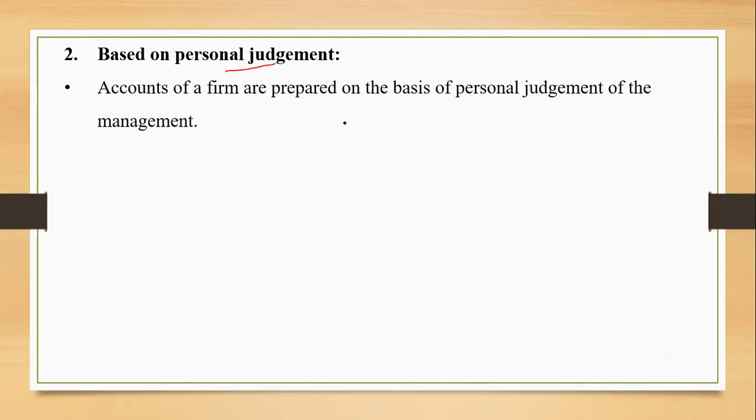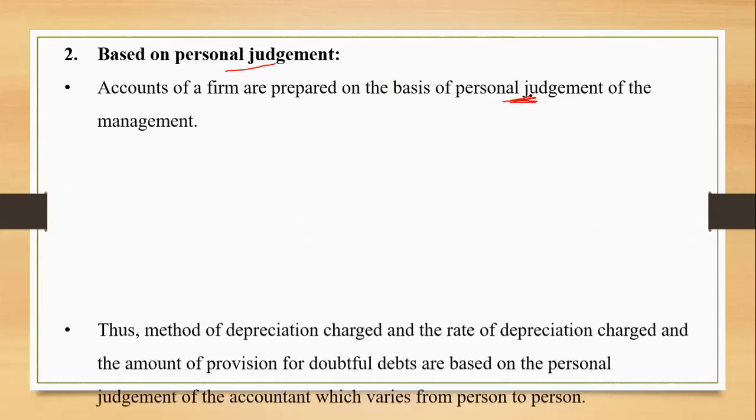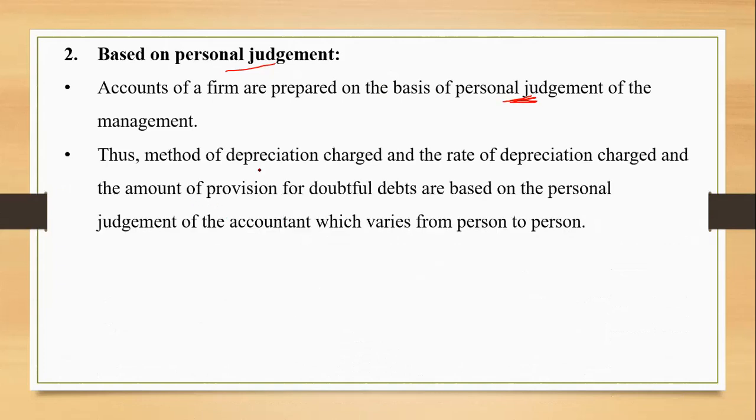Accounts of a firm are prepared on the basis of personal judgment of the management. The method of depreciation, we have different methods. We have a separate chapter for depreciation. We'll learn that over there. Like in methods, the two common methods are straight line method and reducing balance method. Ronak may be following straight line method. I may follow reducing balance method. So again, a personal judgment comes into picture. So that is a limitation, right?